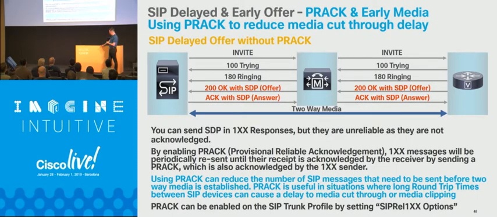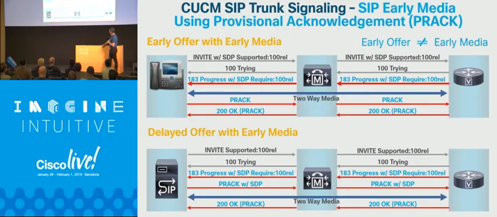What that allows you to do is basically use fewer messages. In this case, early offer with PRACK is typically called early media, but early offer and early media are not the same thing. Down here, I can have delayed offer with early media. So I'm doing an early offer, sending my invite with SDP here. I'm indicating in the Supported header that I support PRACK. I send my Trying back.